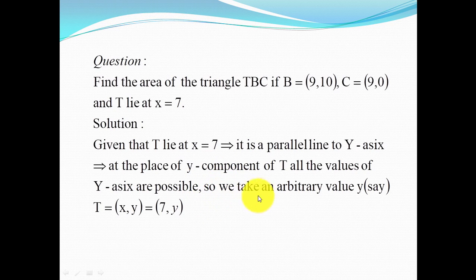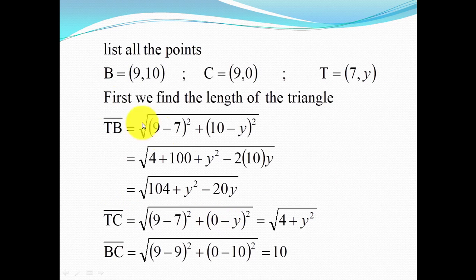So we take an arbitrary value for the y component of T, which is simply y, and the x component is fixed. We know that on the line x equal to 7, all the points have x component 7. Now this is the T coordinates. Now we have to find the lengths of the sides.